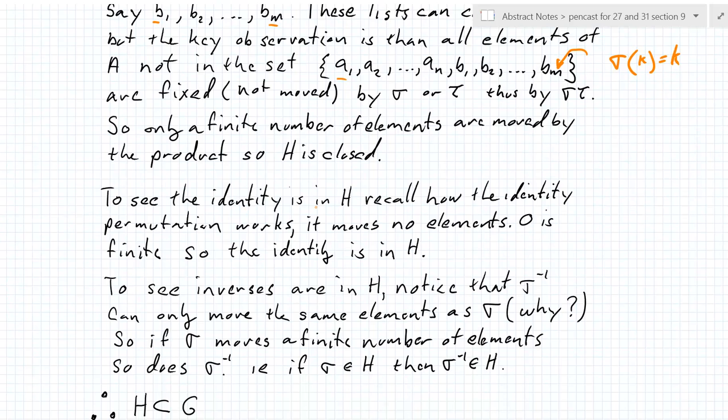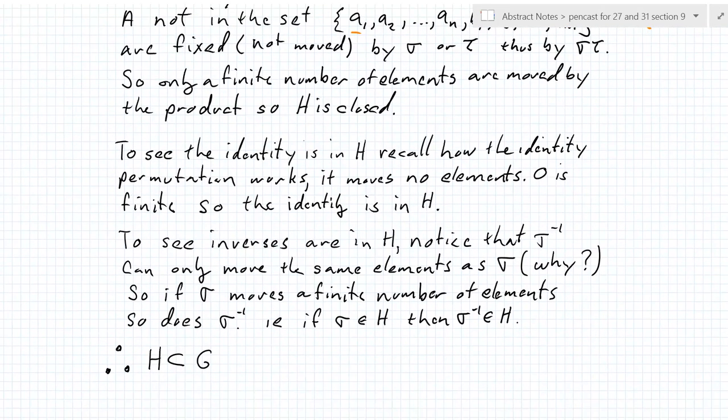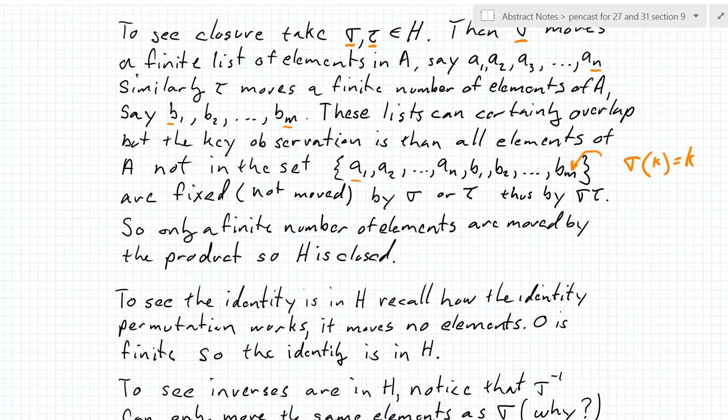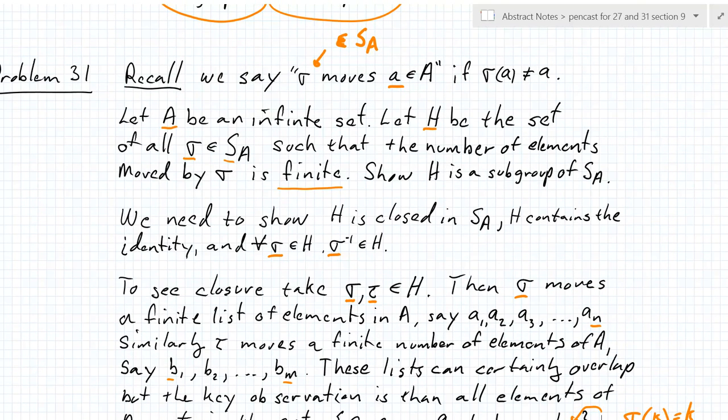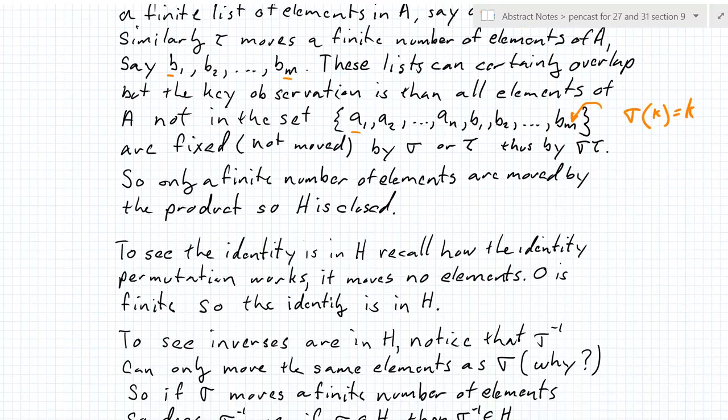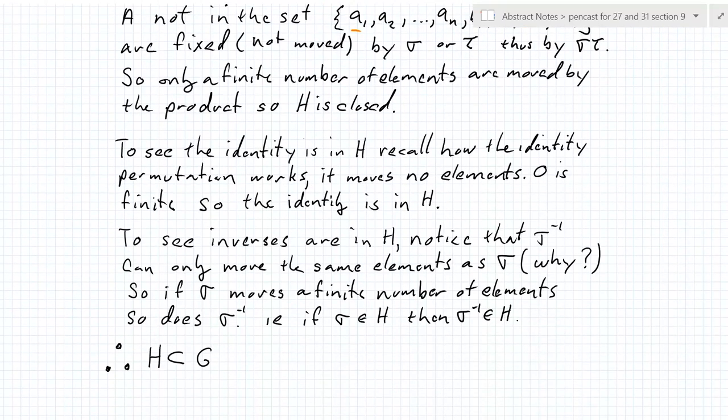To see that the identity is in H, recall how the identity on permutations works. It moves no elements, right? It takes each element to itself. So there's no element of A that satisfies the defining characteristic here. So it doesn't move anything. It moves 0 elements. 0 is a finite number, so the identity is in H.